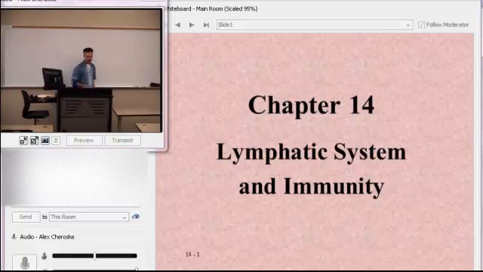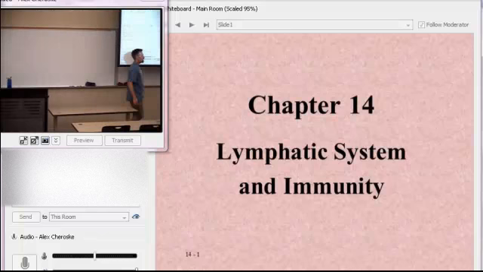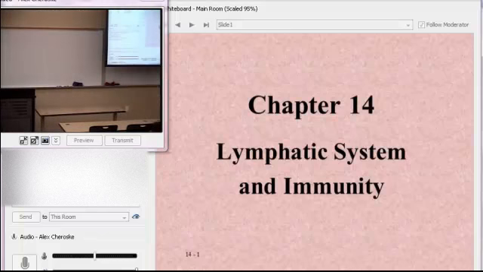So, now what we're going to do is talk about one of the systems of the body that is oftentimes almost kind of forgotten. When we were doing chapter 1, we were introduced to these 11 systems of the body and we had to know the general function for each. Most people would remember the nervous system and digestive system and cardiovascular and all that. But the immune system or lymphatic system is one that people tend to forget.